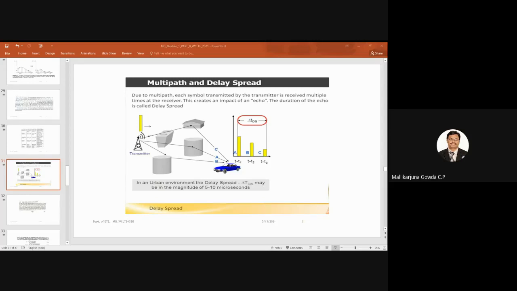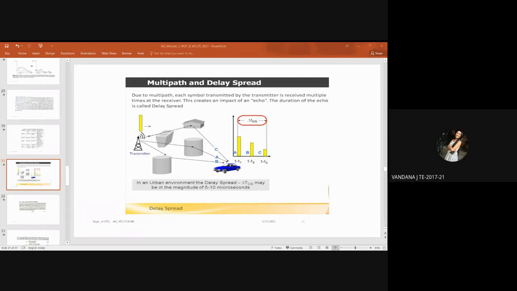The time difference between the first received signal and the last received signal, that time difference is known as the delay spread. Hope you got my point. Due to multipath, each symbol transmitted by the transmitter is received multiple times at the receiver. This creates an impact of an echo. The duration of the echo is called the delay spread. Hope you could understand what is delay spread.